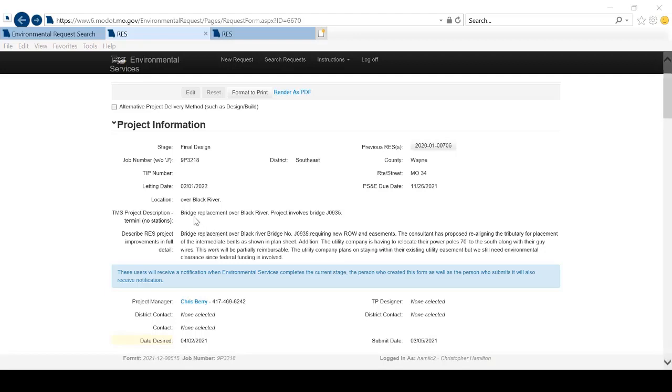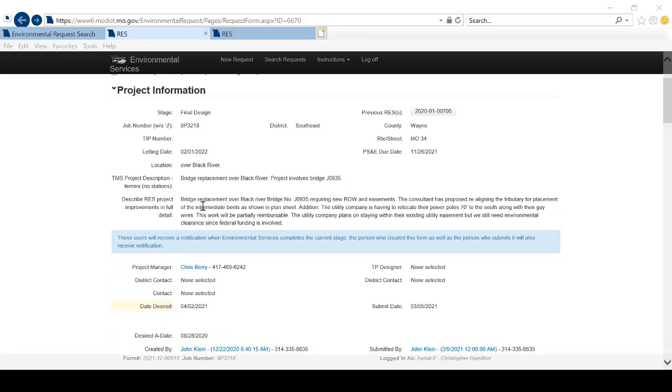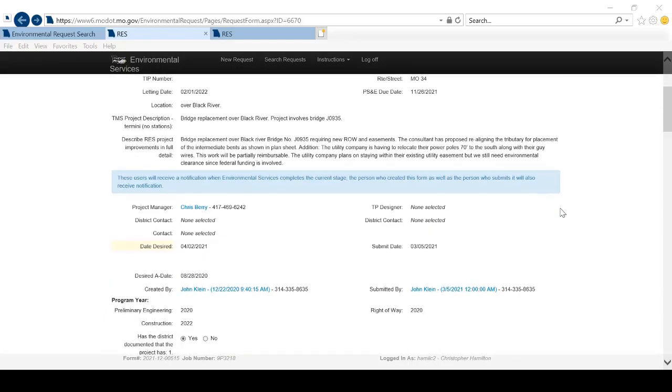So here we have bridge replacement, and it involves bridge J0935. And then down here in the project description, we have bridge replacement over the Black River. We have new right-of-way easements, and then we have what the consultant is proposing to do at this location. This is kind of just a way to get an idea of what the project is going to be all about.